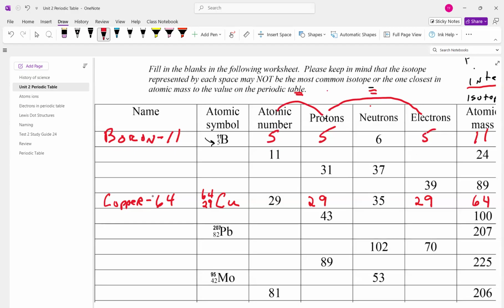And then I have to give you either the neutrons and protons or the atomic mass and neutrons, but three variables, got to have two to solve the third one.